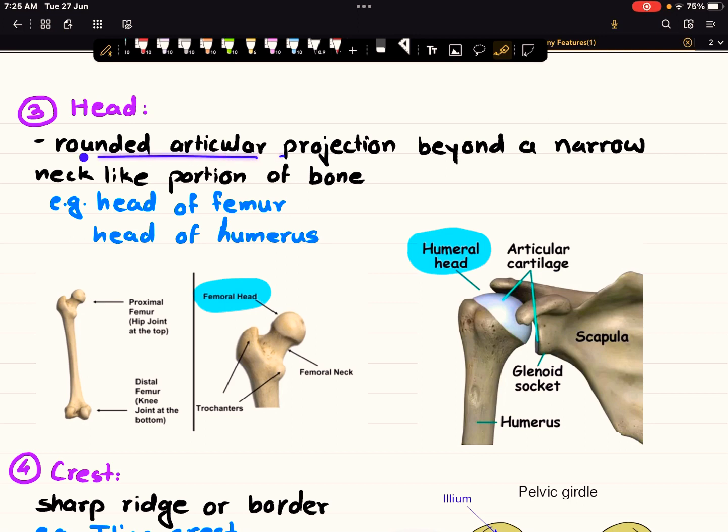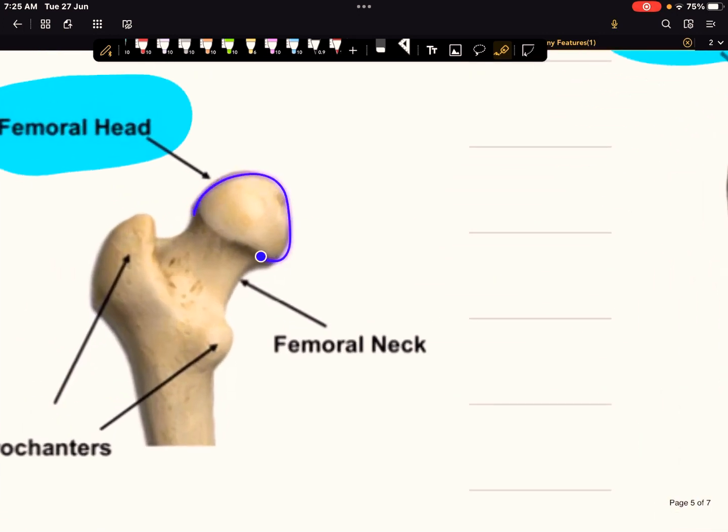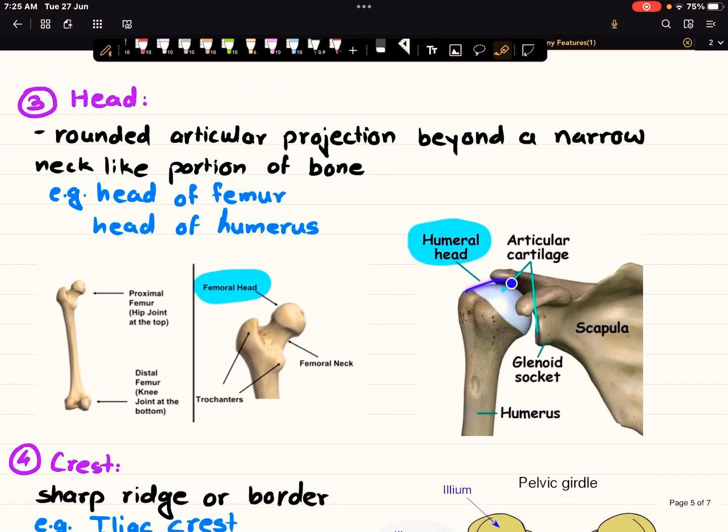So it is a rounded articular projection beyond a narrow neck-like portion of the bone. As you can see, this is the femoral head and this is the narrow neck-like projection. So this is the femoral neck. When it comes to the humeral head, this is the humeral head and this is a narrow neck-like portion of the humerus.